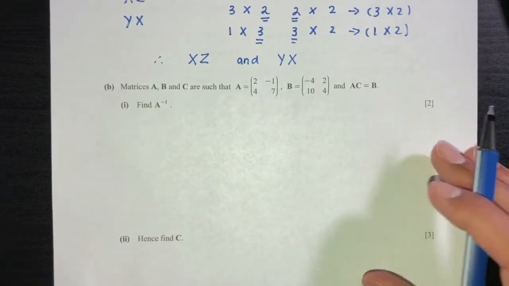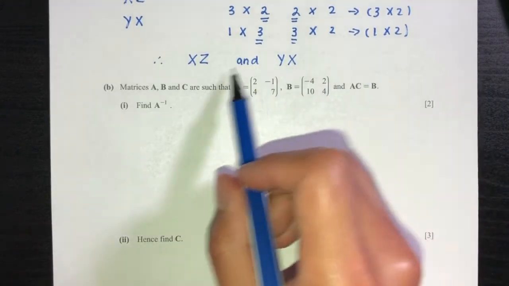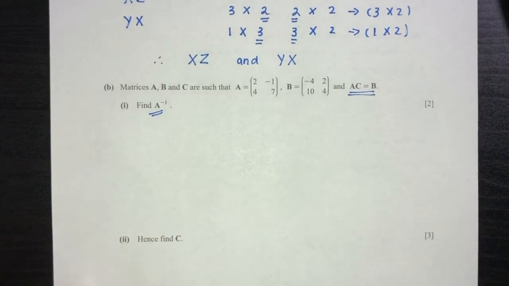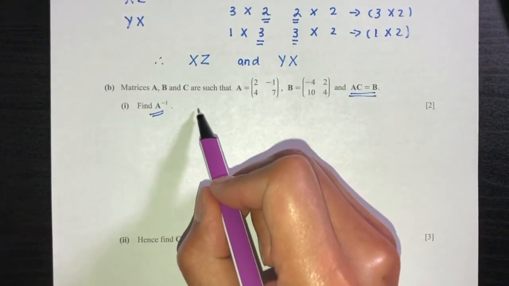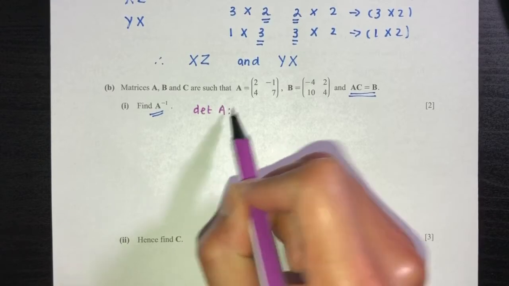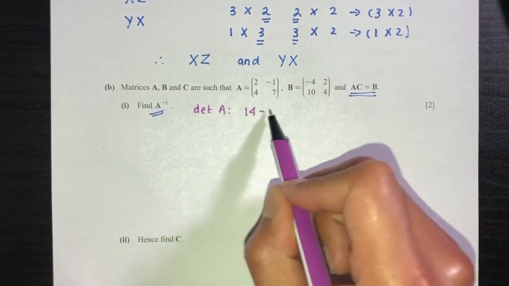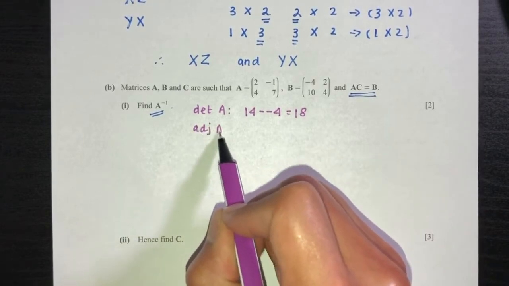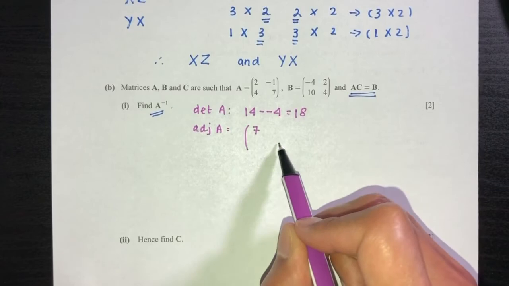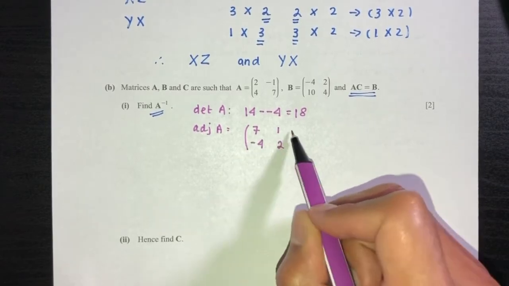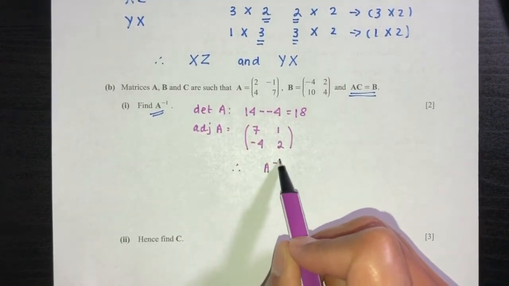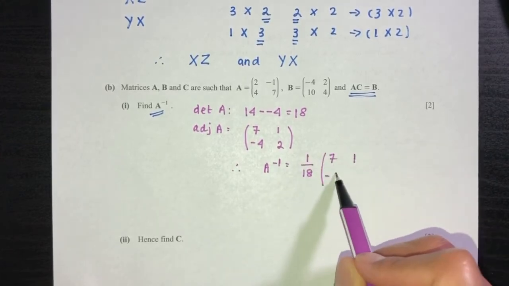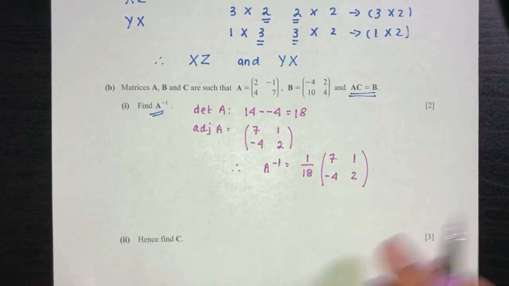Now for part B, matrix A, B, and C are such that this is given to you. We have this equation. But first of all, here we have to find A inverse. So as always, to find A inverse, we have to find the determinant of A. We cross multiply, that will be 14 minus 4, that is 18. Now we have to find the adjoint matrix of A, which will be 7, 2, 1 minus 4. So from this we have A inverse is equal to 1 over 18, 7, 1, minus 4, 2. That will be A inverse.